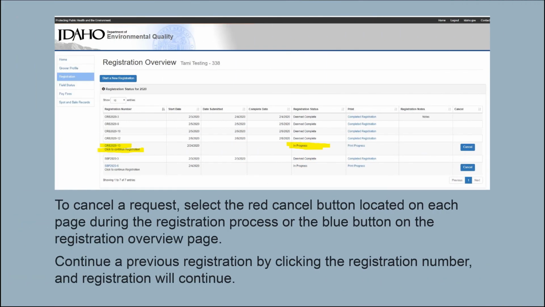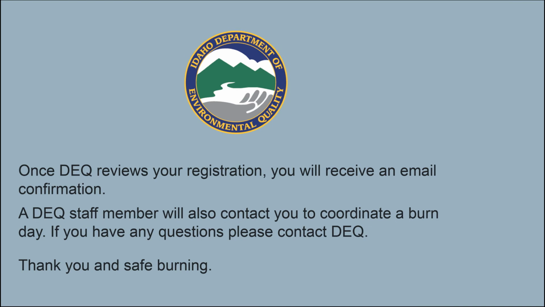To cancel a request, select the red Cancel button located on each page during the registration process, or the blue button on the registration overview page. Continue a previous registration by clicking the registration number, and the registration will continue.